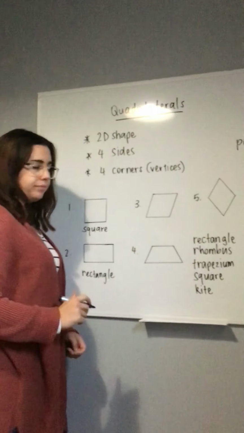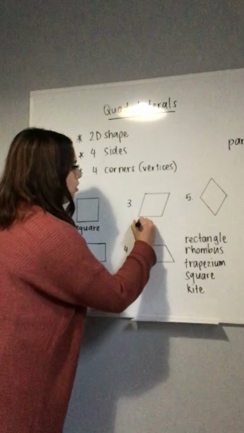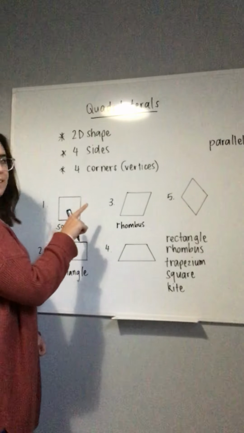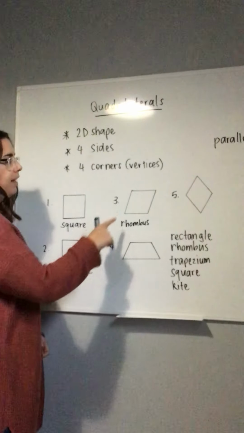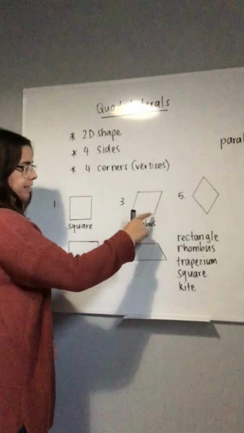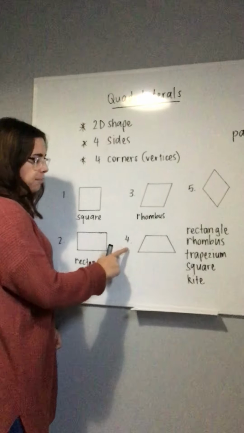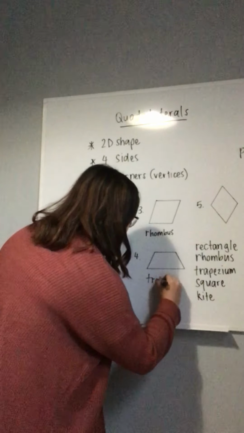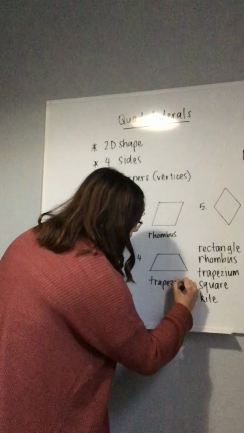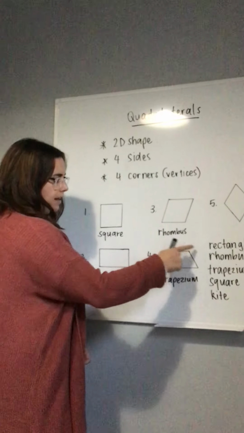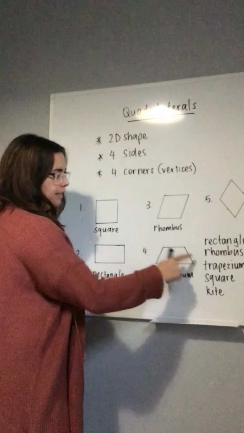Number 3. That's right, this is a rhombus. And a rhombus is like a square that's been pushed over a little bit. It's also a 2D shape, it has 4 sides and 4 vertices. Number 4. It's a trapezium. 2D shape, 4 sides and 4 vertices as well.